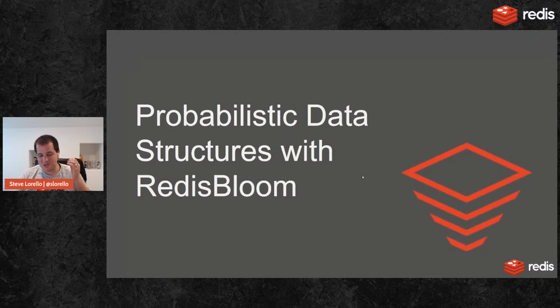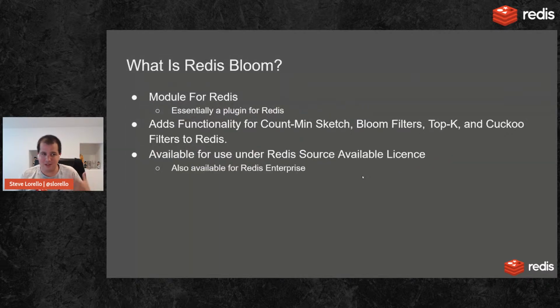So that brings us to using all of these data structures with Redis Bloom. The first 2 data structures we looked at, Bloom filters and Count-Min sketches, are available in Redis Bloom, and the HyperLogLog is just available in any flavor of Redis you might want to use. But Redis Bloom is a module for Redis. It's essentially a plugin for Redis. It adds functionality for Count-Min sketches, Bloom filters, top Ks, Cuckoo filters, all to Redis.